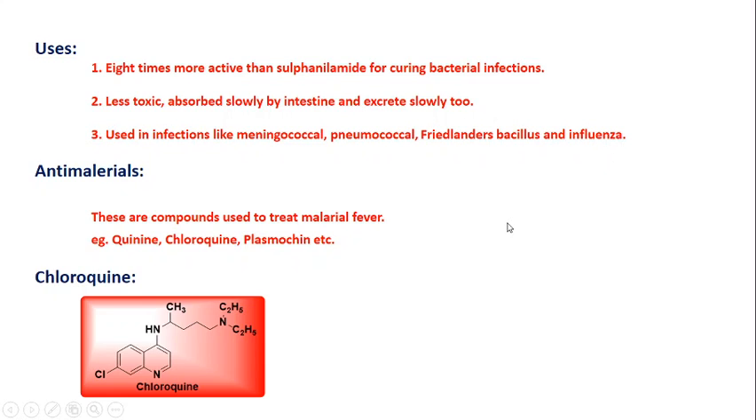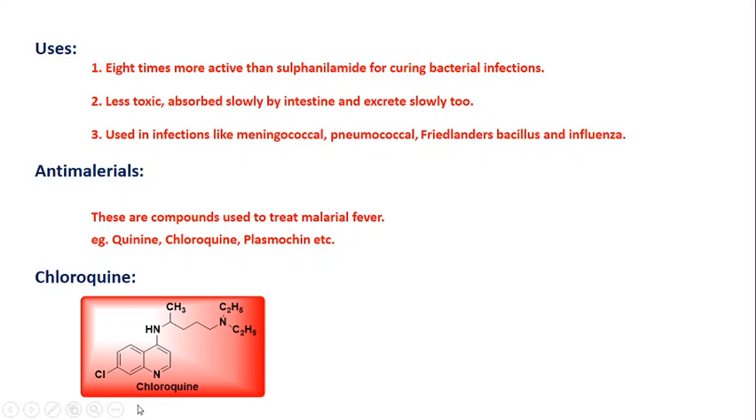Now the next topic is antimalarials. What are antimalarials? These are the compounds used to treat the fever of malaria. In case of malaria, when you get the fever, antimalarial drugs are used to treat it. Examples of antimalarial drugs are quinine, chloroquine, and plasmodium, etc. This is the structure of chloroquine, and when one OH group is attached over here, it is called hydroxychloroquine.